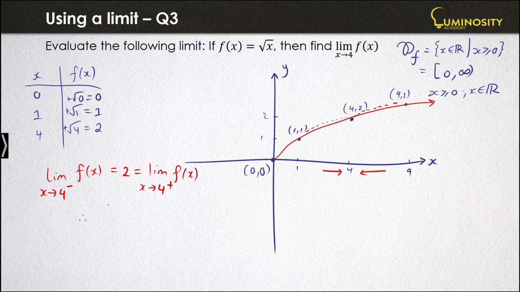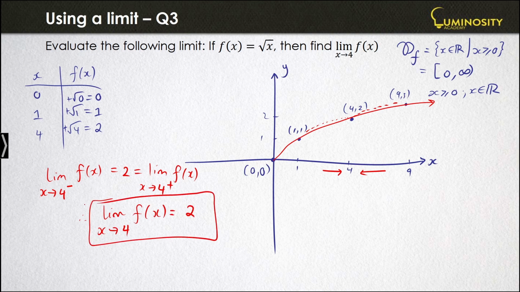Therefore, since the left and right limits agree with each other, the limit as x approaches 4 of f of x is equal to 2. And that is that limit evaluated for this function.